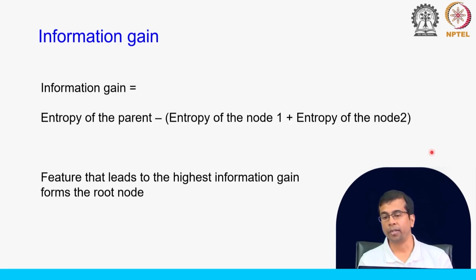Now, if you are going into branching, right, here we are discussing just one branch. As you go down the tree, at each node the parent data set will change. So, you have to calculate the entropy of that parent and the branches, right, after branching the node, the entropy of the nodes. Okay. So, here information gain is simply entropy of the parent minus entropy of the node 1 plus entropy of the node 2. These node 1, node 2, they are generated after branching. Okay. Here the criteria is the feature that leads to the highest information gain forms the root node, right.